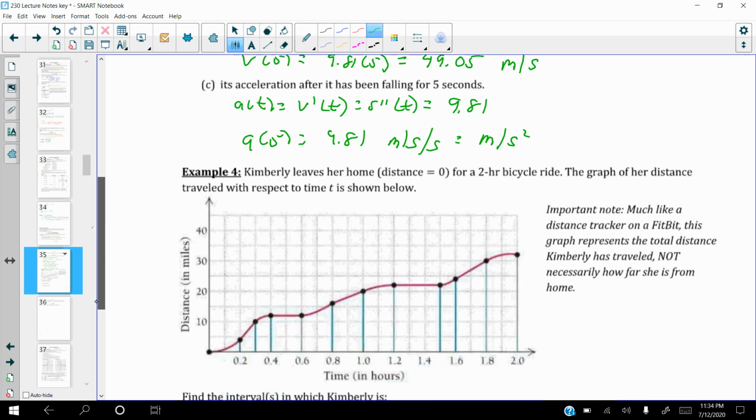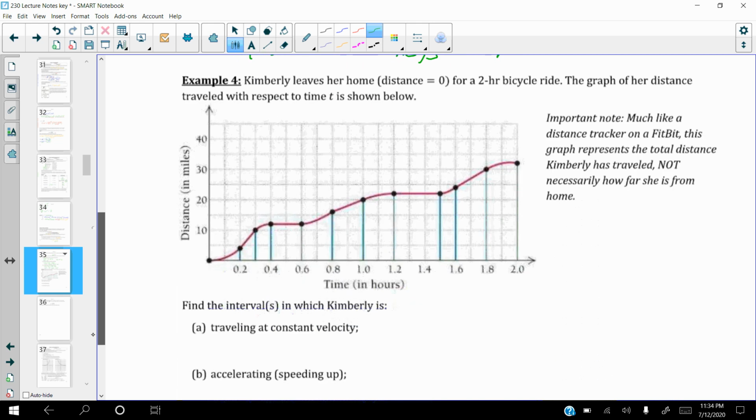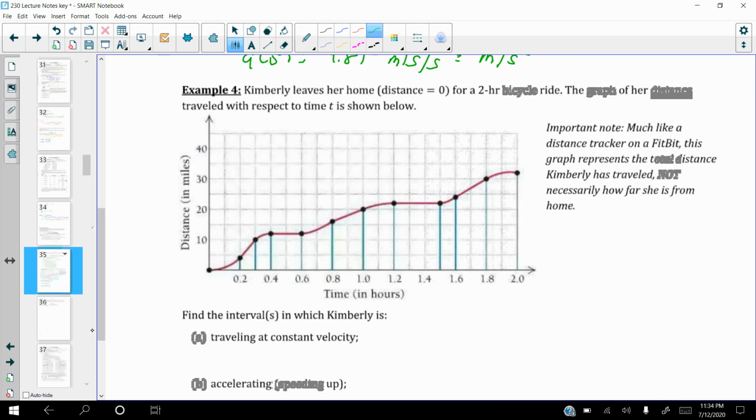Okay? Example number 4. Let's look at this chart. Kimberly leaves her home. We're going to call that distance 0 for a 2-hour bicycle ride. The graph of her distance traveled with respect to time is shown below. Important note, much like a distance tracker on a Fitbit, this graph represents the total distance Kimberly has traveled, not necessarily how far she is from home. That's a different thing. That's actually called displacement when you figure out how far you are actually from where you started. This is the total distance she traveled.